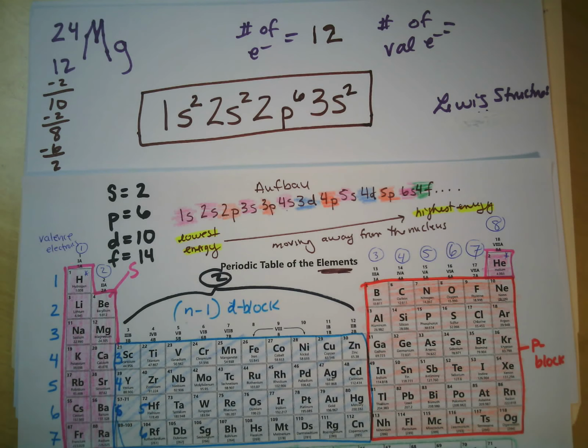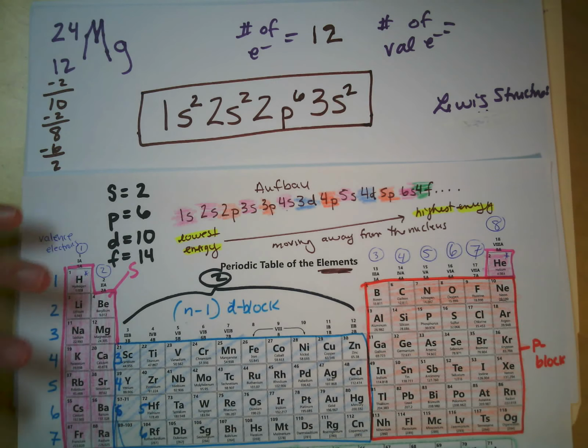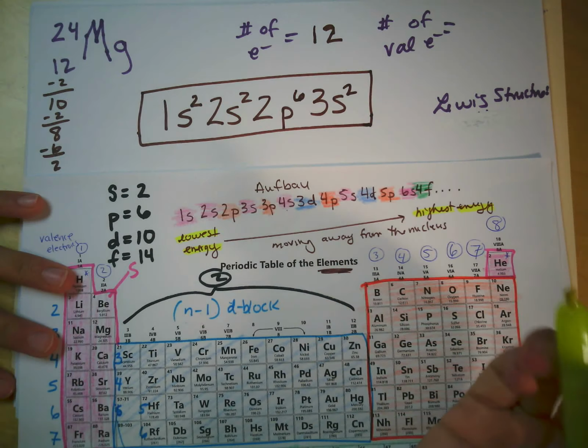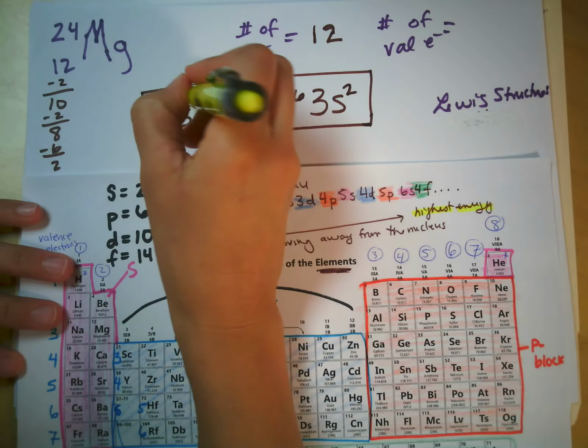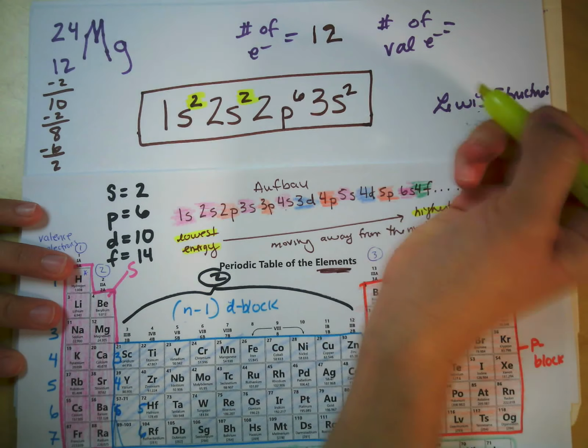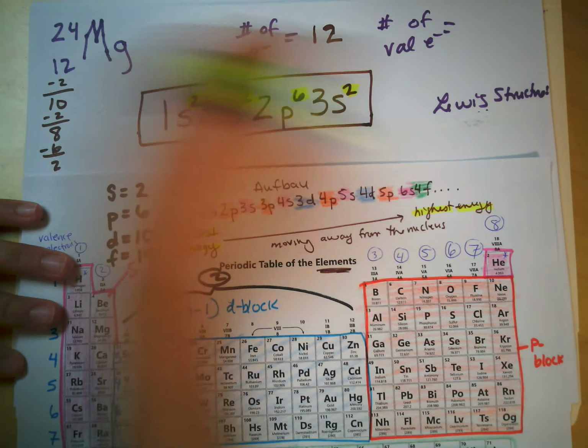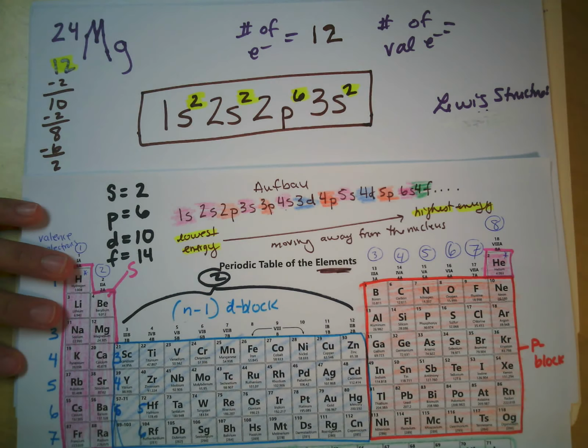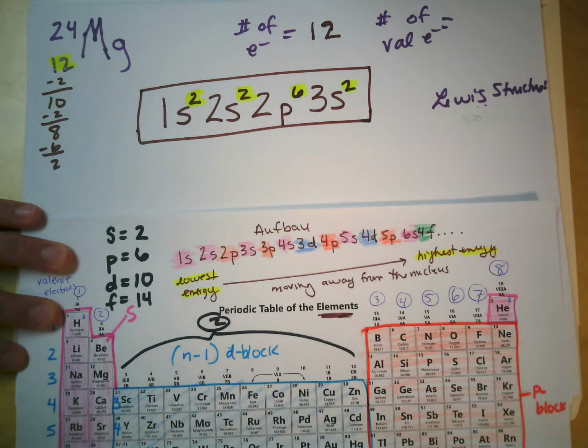Now we want to go through and check and make sure that we did this correctly, because sometimes you might mess up on counting the electrons. So let's count. 2, 4, 10, 12. Perfect. That matches our atomic number. That means we did this correctly. Last step is drawing our Lewis structure.